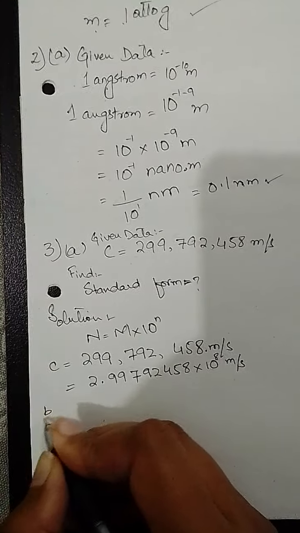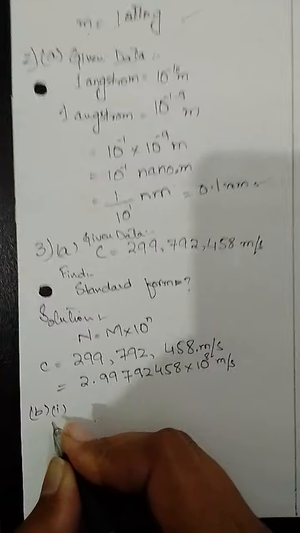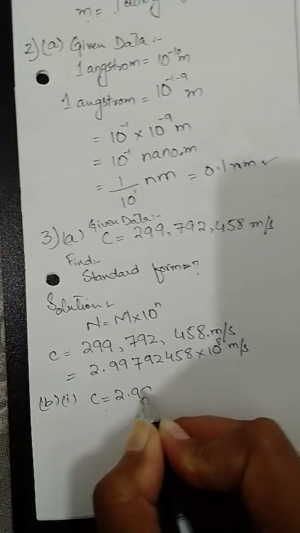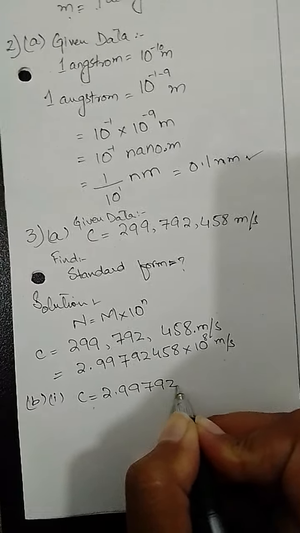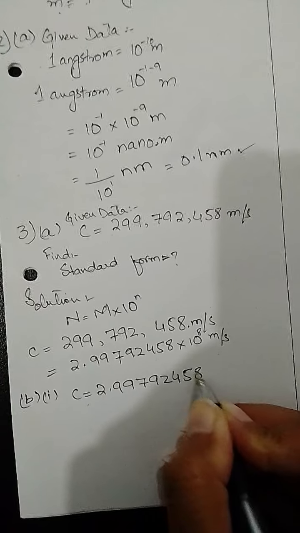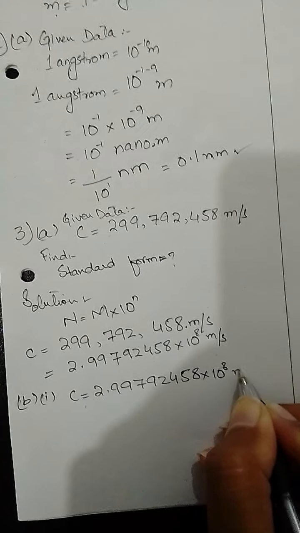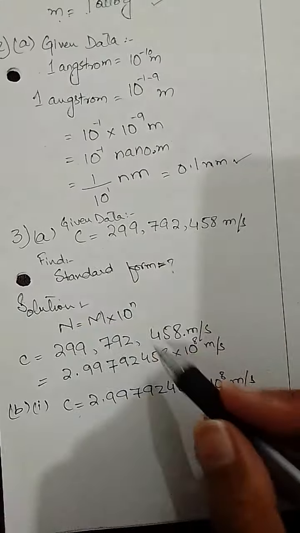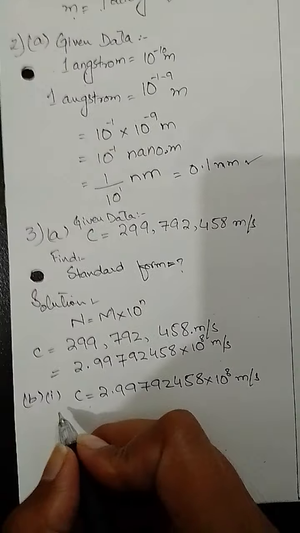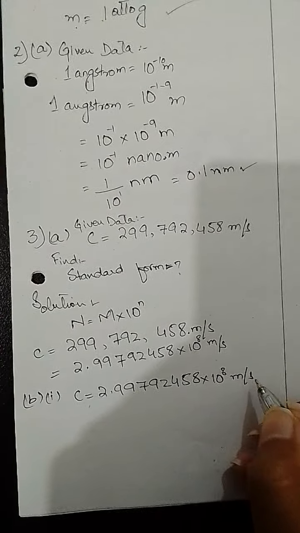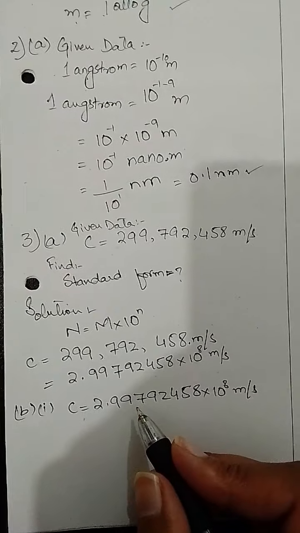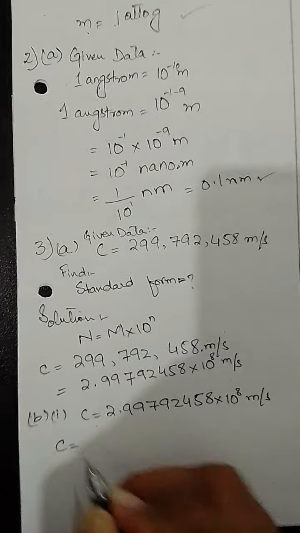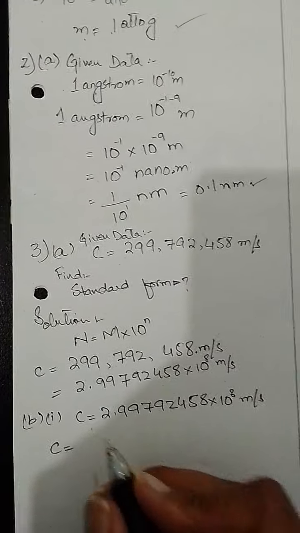All right, so part B, section 1, c equals 2.99792458 into 10 raised to the power 8 meters per second, which is the exact result of section A of question number 3. So we have to use this value, and then we have to convert this value up to 5 significant figures. So c would be, now we have to follow a step-by-step method.